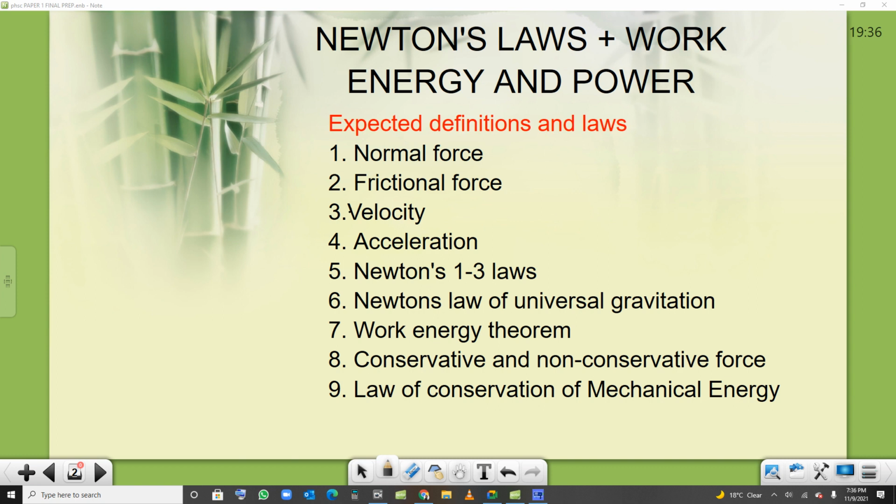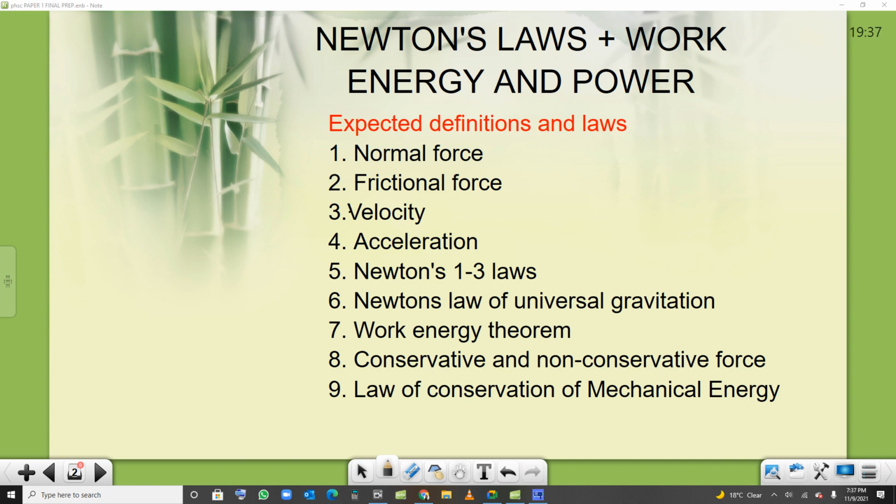What is velocity? Velocity is the rate of change of displacement. It is different from speed. So please take note. Speed is the rate of change of distance. It is a scalar quantity, while velocity is a vector quantity. It has to do with displacement. What is acceleration? Acceleration is the rate of change of velocity.